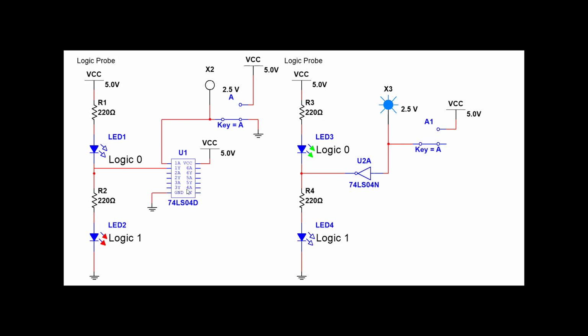Here we have the IC again. VCC goes to pin 14, ground goes to pin 7, and we have our logic probe. Whatever we put into an inverter gets complemented, gets inverted. So here we have a 0 in, and we're going to get a logic 1 out. Here we have a 1 in, and we're going to get a logic 0 out.